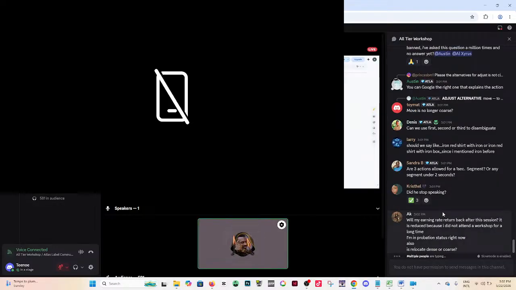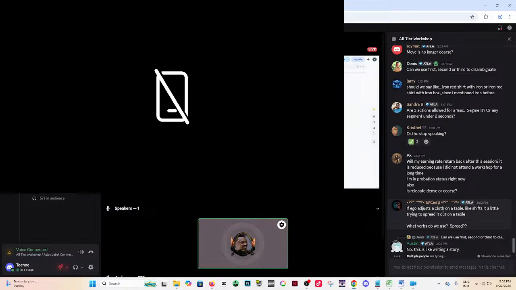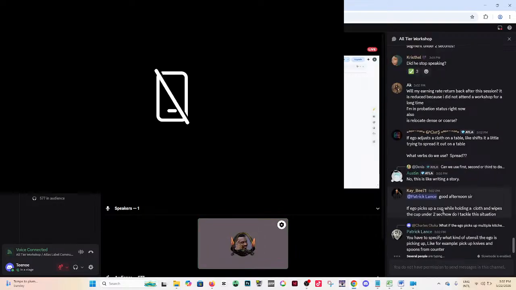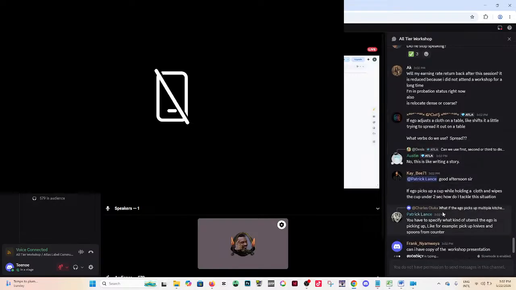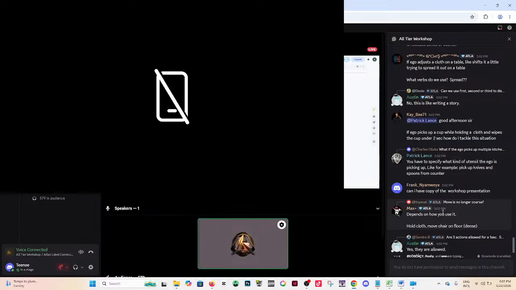Ego rinses a bunch of spoons, forks, and knives together. How do we label since cutlery is banned? I've asked this question a million times, and I will also answer your question a million times. You will be specifying those kinds of tools. So that would be rinse spoons, comma, forks, and knife or knives. Move is no longer coarse. It can be dense or coarse at the moment, partially.